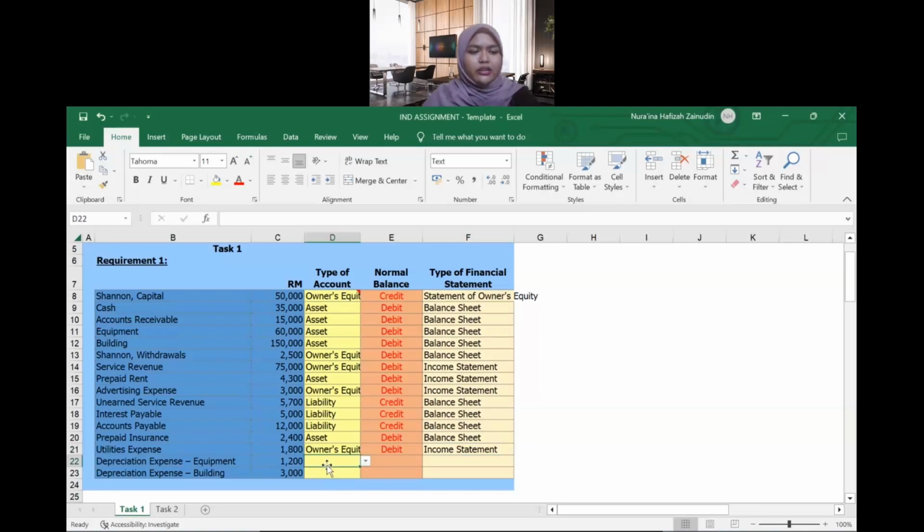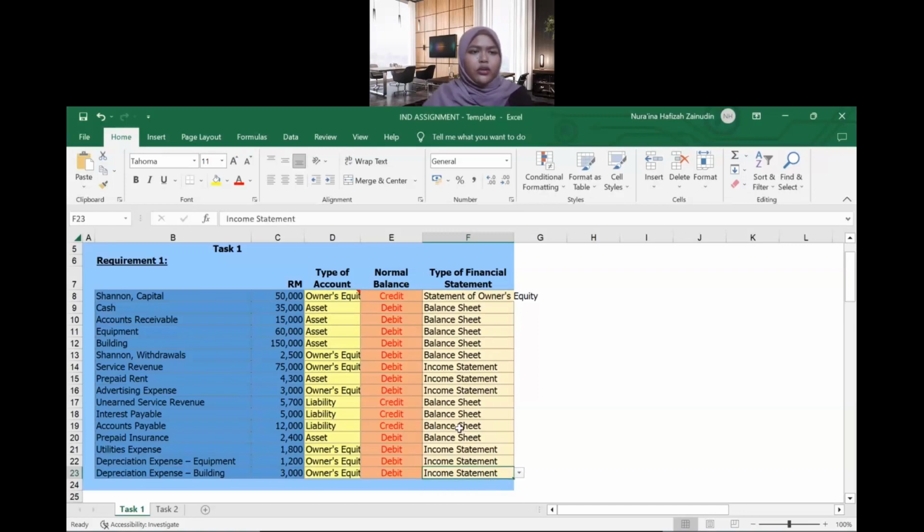Okay, next is depreciation expense for equipment. The type of account is owner's equity. The normal balance is debit, and the type of financial statement is income statement. Okay, the last one is depreciation expense for building. The type of account is owner's equity. The normal balance is debit, and the type of financial statement is income statement.